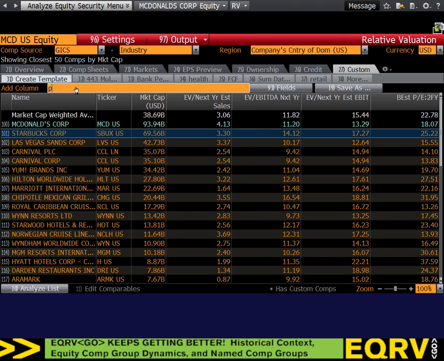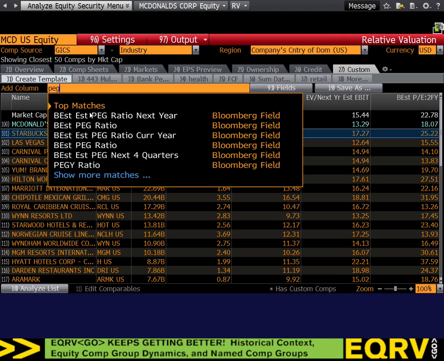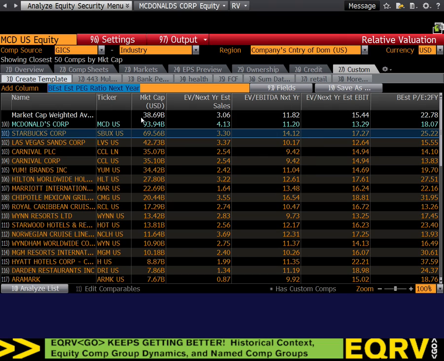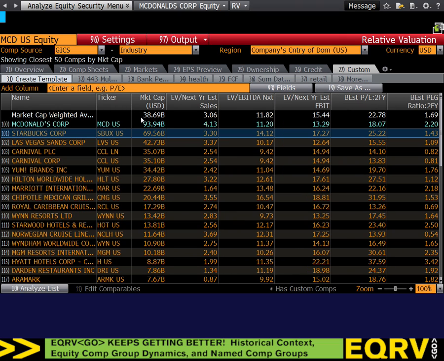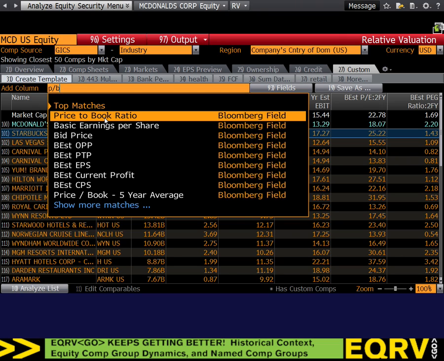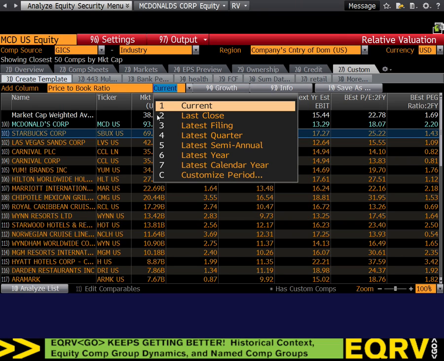Next, I want the PEG ratio. So again, I type in PEG. And again, I want the PEG ratio for next year. Best is the Bloomberg estimate, PEG ratio for next year. It's 2016 PEG. And then finally, price to book. P/B, price to book. And I want the current price to book.